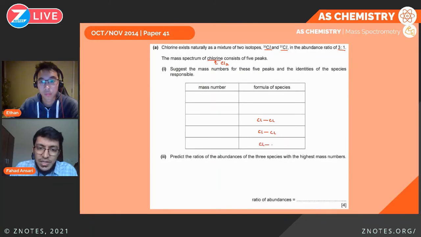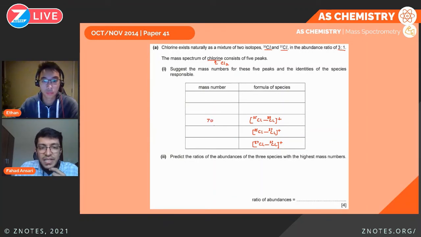I have three possibilities. Both chlorine atoms in the Cl2 molecule can be 35. Both of them can be 37. Or one of them can be 35 and the other can be 37. And obviously, we're going to have a plus charge around the square brackets, and that will give us the molecular ions, right? The mass number will basically be the sum of the mass numbers of the atoms involved. So this is 35 plus 35, this is 70. This is going to be 72. This is going to be 74.